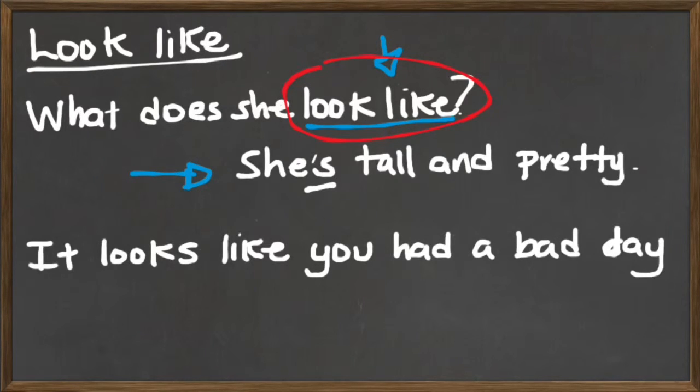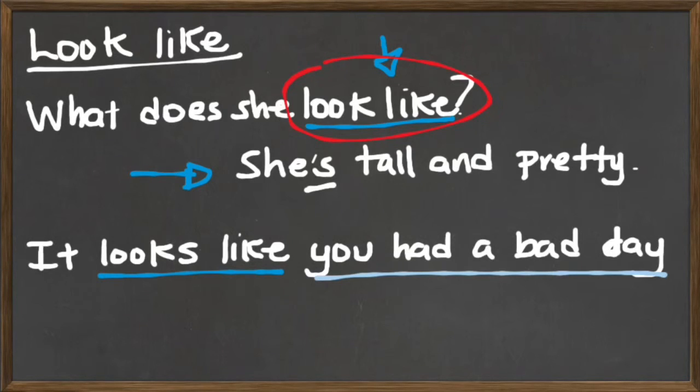Now the next and final one: it looks like you had a bad day. Now we have the expression looks like, but we're not talking about somebody's appearance. We're talking about the perception we have about the situation. And that perception is that you had a bad day. Maybe the person looks angry, maybe the person looks depressed, maybe the person has a face of being defeated or not happy at all.